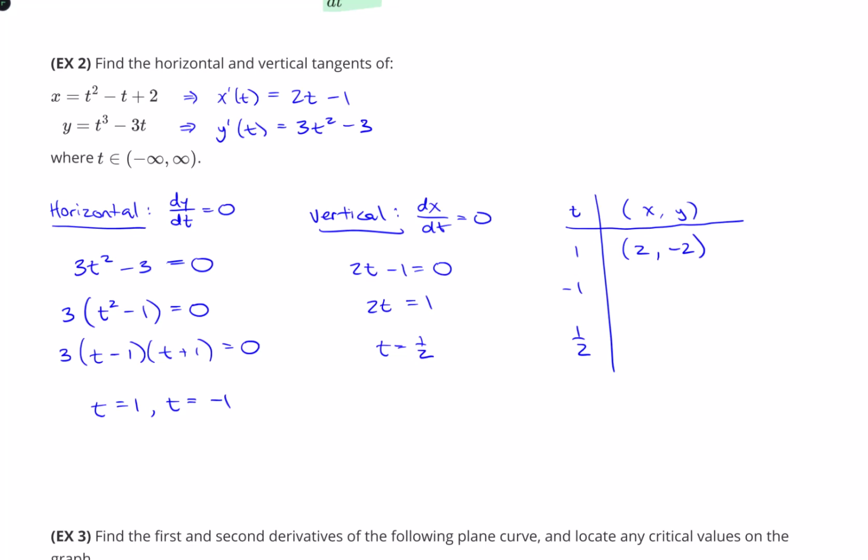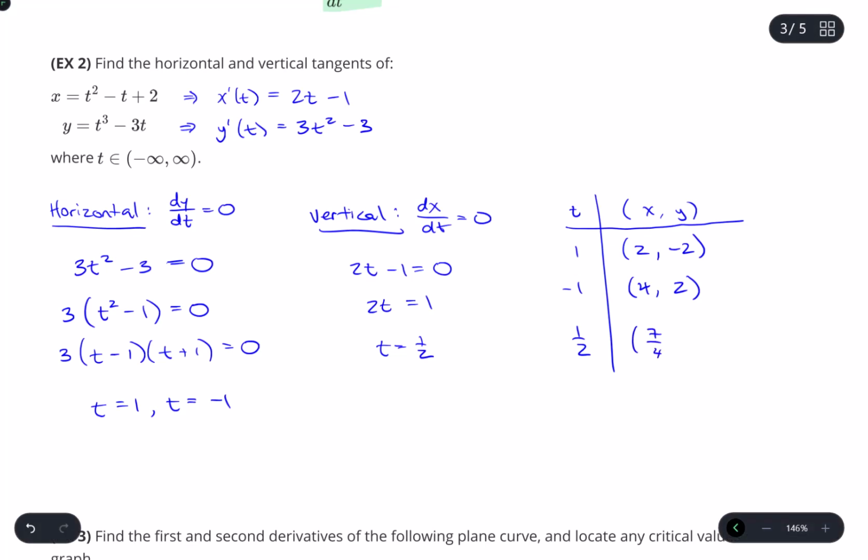Then at negative 1, that would be 1 plus 1, which is 2, plus 2 more would be 4. And if I plug negative 1 into the y component, negative 1 cubed is negative 1, and then it would be plus 3. So negative 1 plus 3 would be positive 2. And then when I put 1/2 in, I've got to do a little bit of work with fractions, so I'm just going to let you trust me that it is 7/4 and negative 11/8.